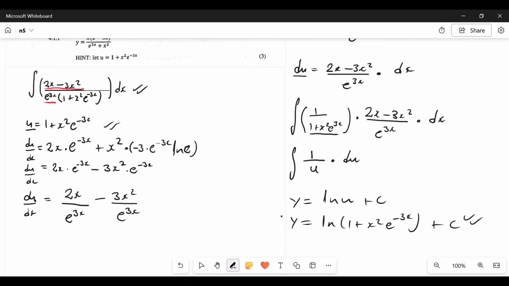All right, people, I hope this was not difficult. It seems so difficult, but if you knew your substitution, then it was going to be okay.